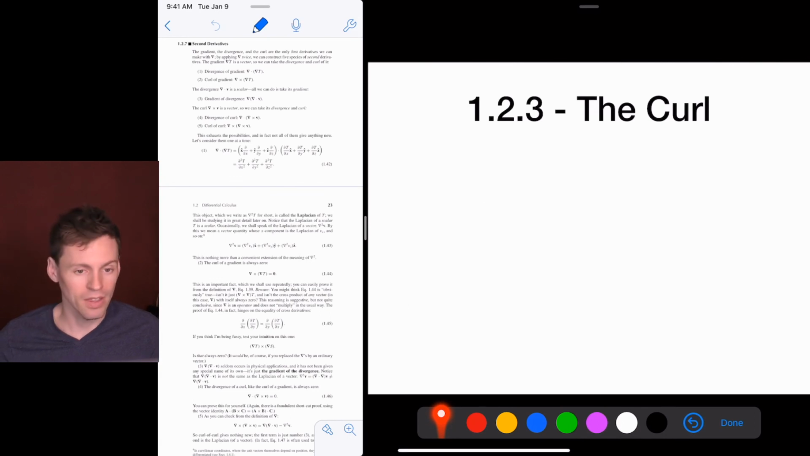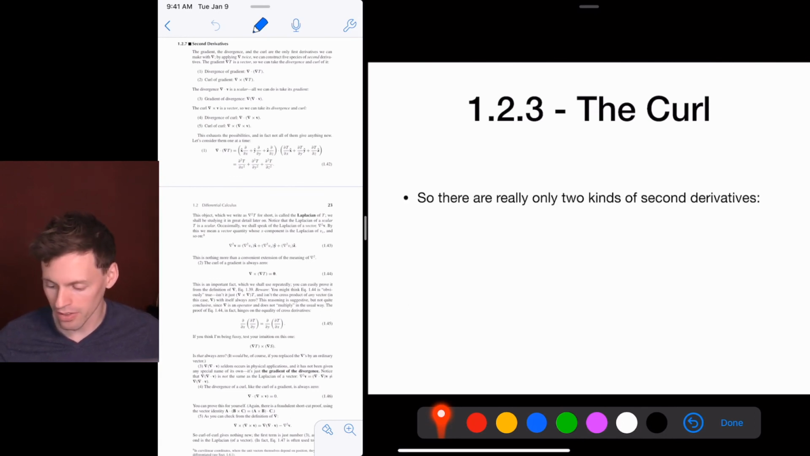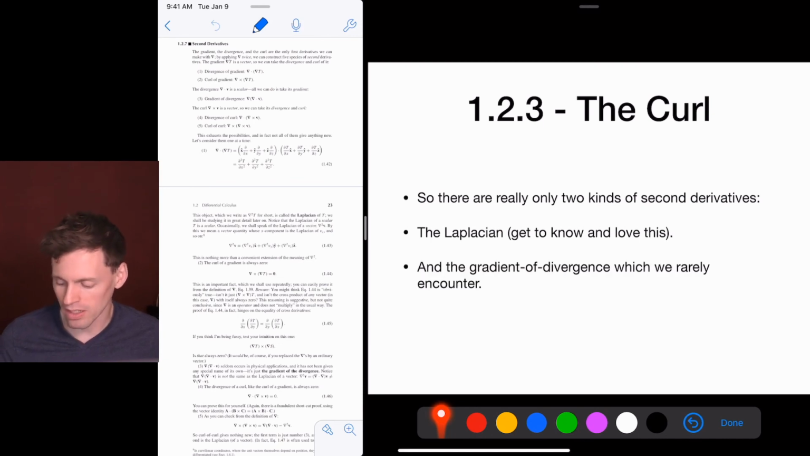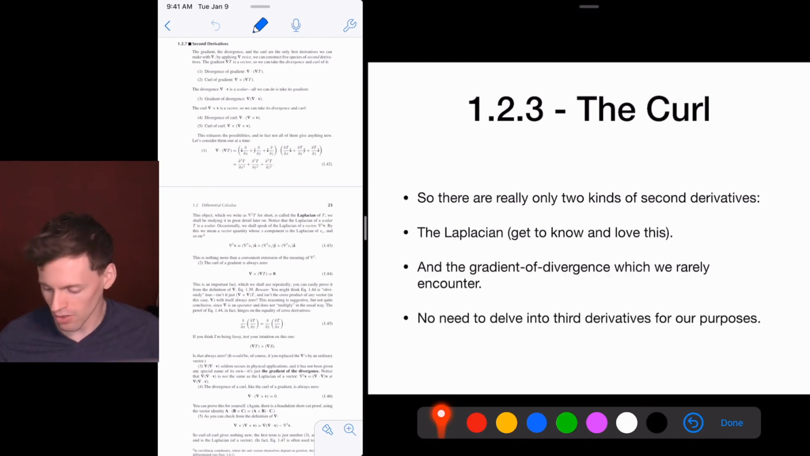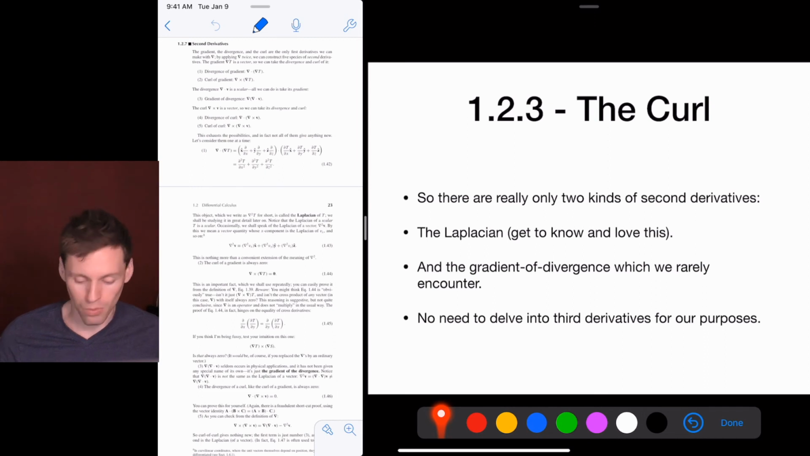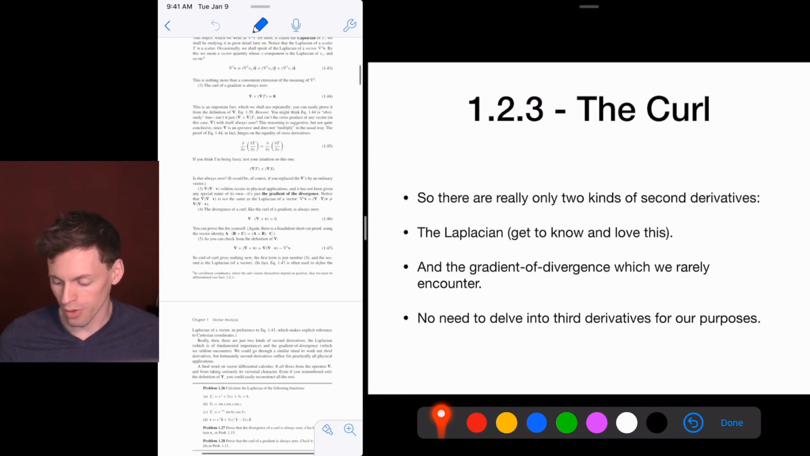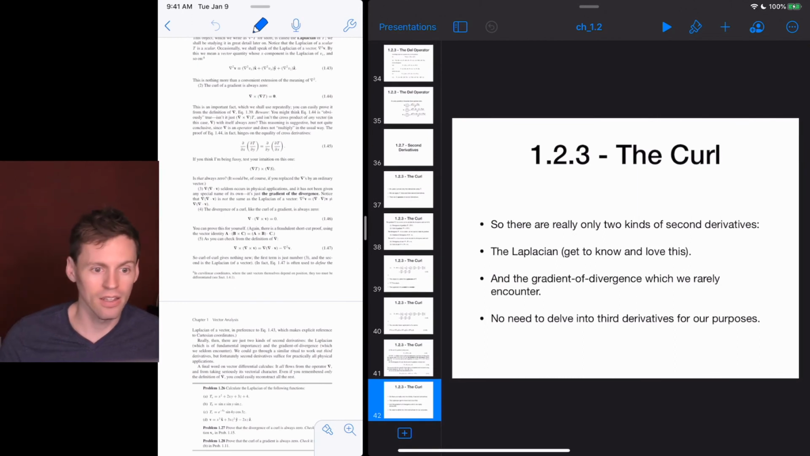So at the end of the day, there's only really 2 kinds you care about. That's the Laplacian and then the gradient of the divergence, which we rarely encounter. So we don't really need to worry about going into third derivatives. Okay, and that's all I have.